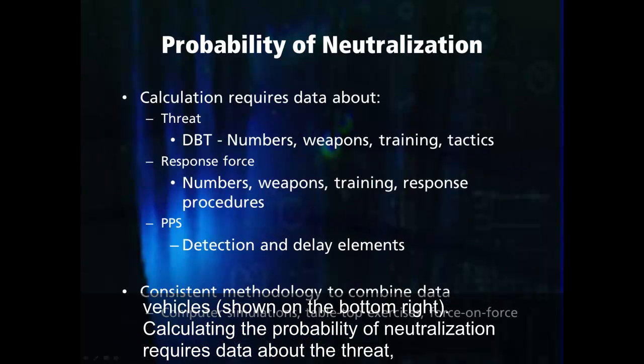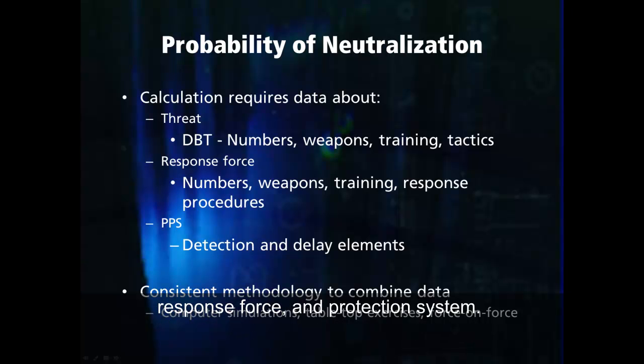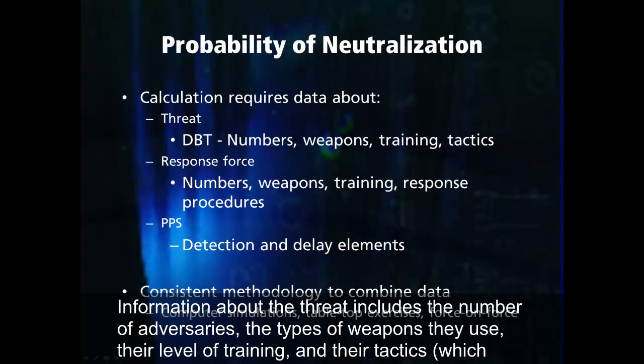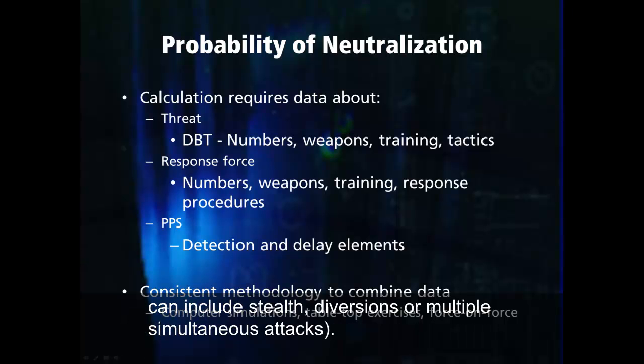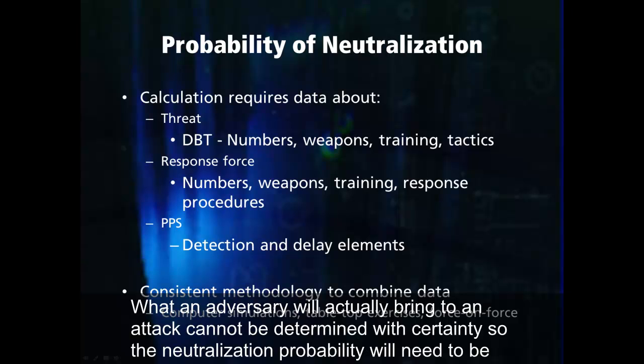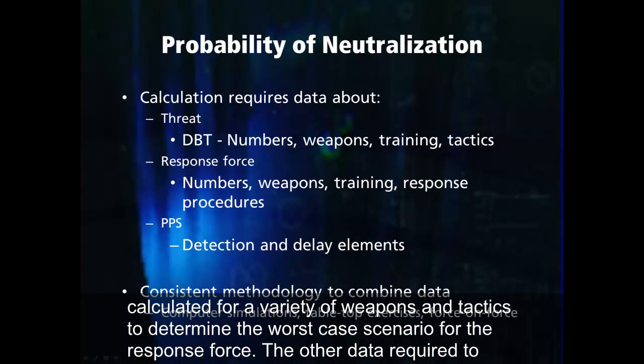Calculating the probability of neutralization requires data about the threat, response force, and protection system. Information about the threat includes the number of adversaries, the types of weapons they use, their level of training, and their tactics, which can include stealth, diversions, or multiple simultaneous attacks. What an adversary will actually bring to an attack cannot be determined with certainty, so the neutralization probability will need to be calculated for a variety of weapons and tactics to determine the worst-case scenario for the response force.